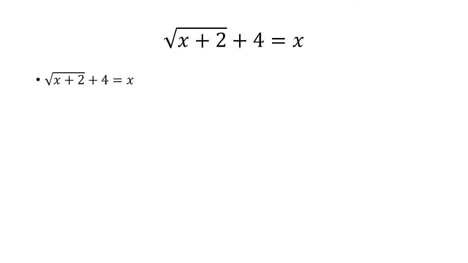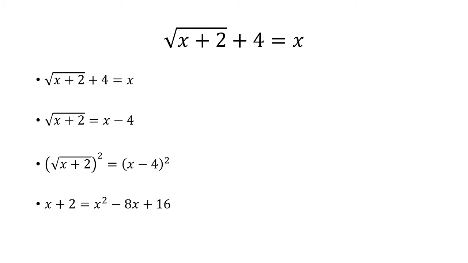Okay, the next one we have the square root of x plus 2 plus 4 equals x. The same method applies, so let's move everything on the right side except the square root. Square both sides. The square is going to cancel the square root, and then we just have to FOIL out the x minus 4 squared as x squared minus 8x plus 16.